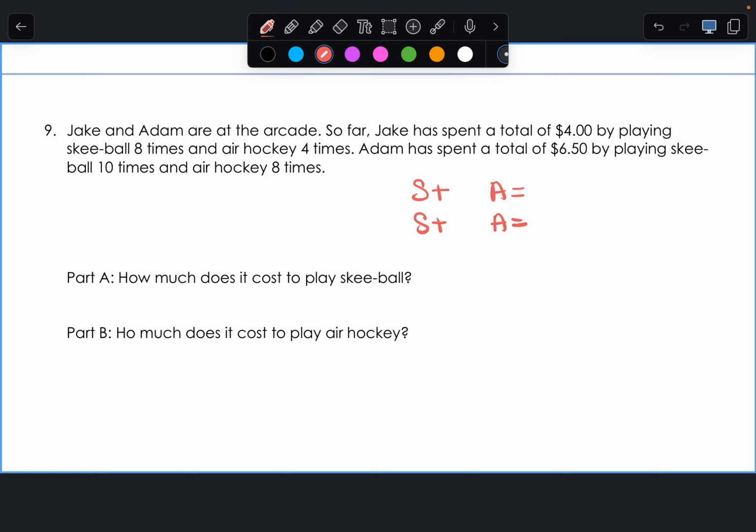What are my 2 totals? $4 and $6.50. For $4, how many times do you play skee ball? 4. For 8 times. And for $4, how many times can you play air hockey? 4. For $6.50, how many times can you play skee ball 10 and air hockey? All right, so go ahead and put those into matrix. Find your solution because we have specific questions to answer.